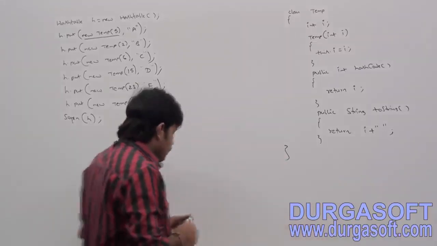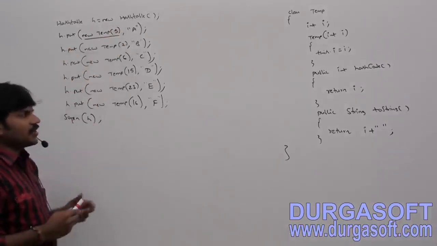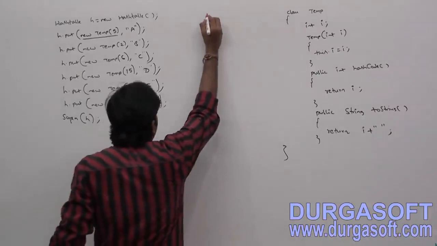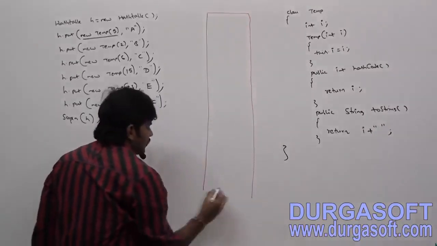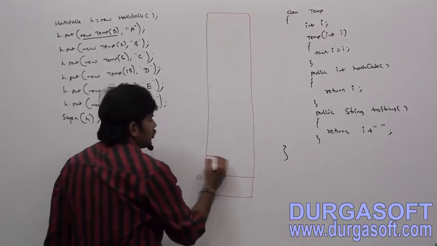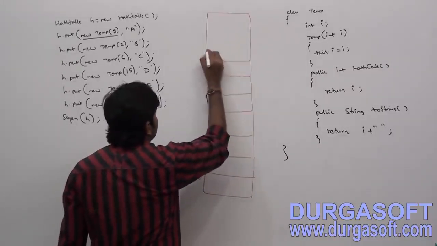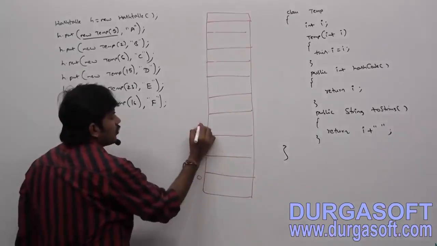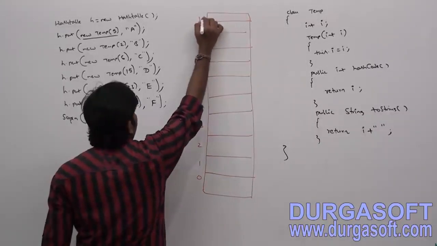Okay, now just observe this one. Sir, can you tell what is the default initial capacity of Hashtable? 11. Then in my Hashtable, 11 buckets are there. 0, 1, 2, 3, 4, 5, 6, 7, 8, 9, 10.